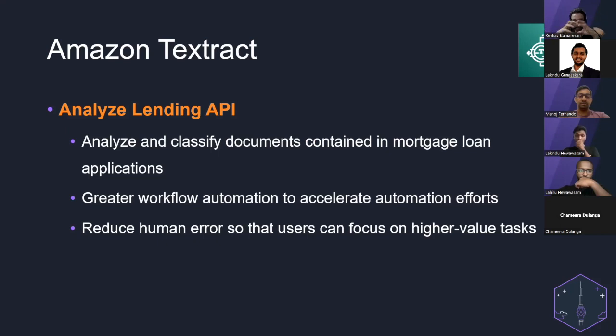So it tries to classify each document and figure out, okay, this document is made for this purpose. And it'll also pull out the images, the signatures and everything. It's a pretty nice service. So the new thing that they brought here is the Analyze Lending API.